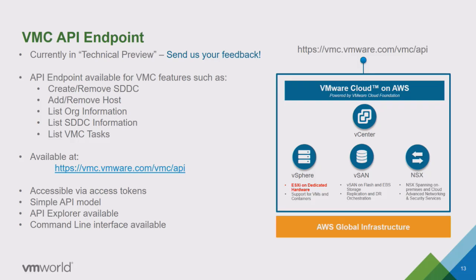The API endpoint, I'll give you demonstrations of this in a moment, but it's there to do things like create the SDDC. So all the items that you'll see, if you've seen any of the VMC demos, like the one that you saw in the keynote, where they go into the UI and they create an SDDC, these are all available via the API. So being able to create and remove the SDDC, add or remove a host, work with things like Elastic DRS, list the organizations, the SDDCs, the tasks that have taken place in your VMC environment. All of these are available via the API, as I said.